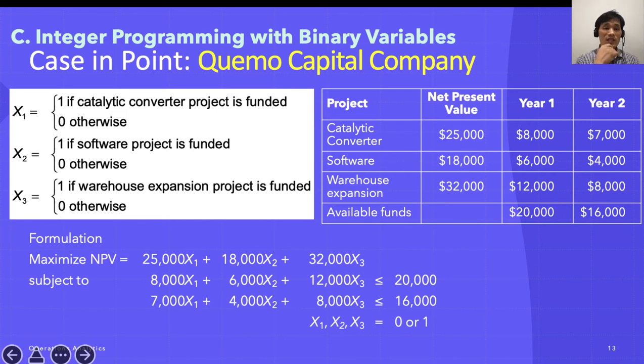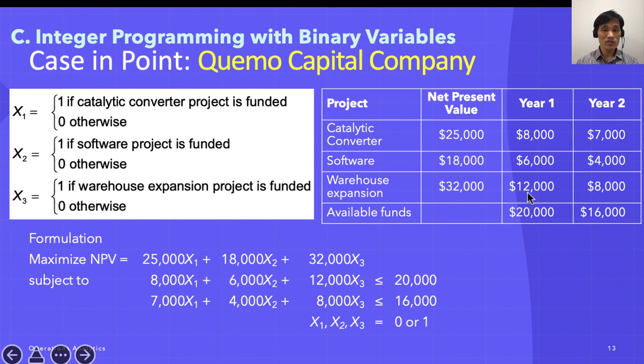If you have done that, now we can formulate maximizing the net present value of these initiatives and investments. The net present value is $25,000 for the catalytic converter, $18,000 for software, and warehouse expansion is about $32,000. And we have also two constraints. The first constraint is that you have to spend about $8,000 for year one for the first option, and for the second option, $7,000 for year two.